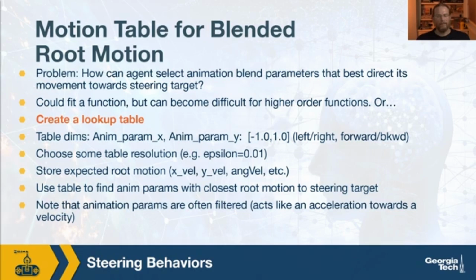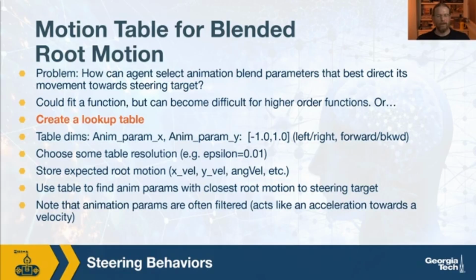Basically, you can say, all right, if I want the agent to, from its current position, end up at this spot in the next frame, then what would be the animation parameters that could do so, if it is possible? And so you could actually create this table through some analysis of the animations. Probably this could be automated.